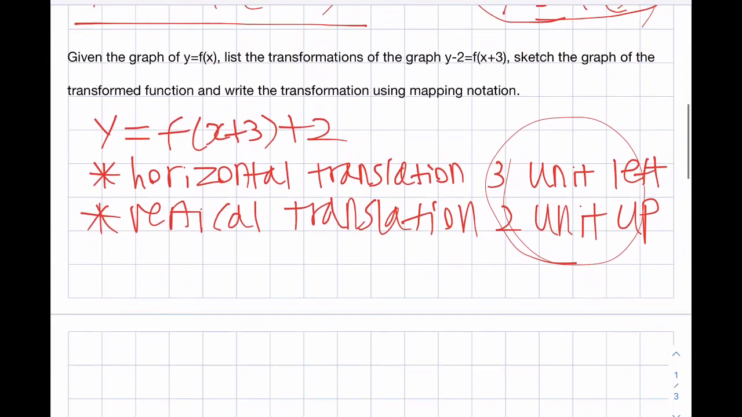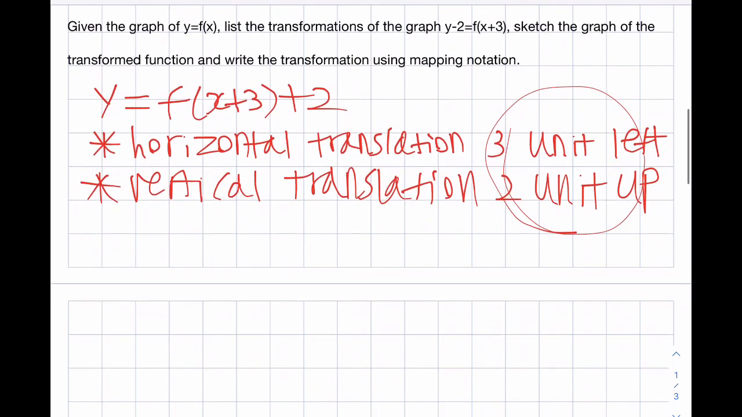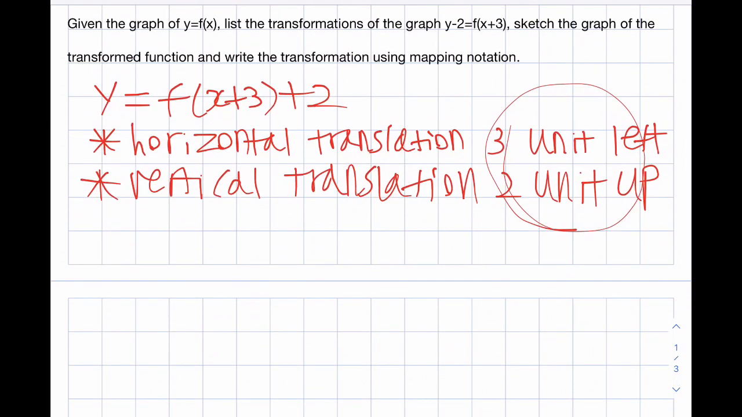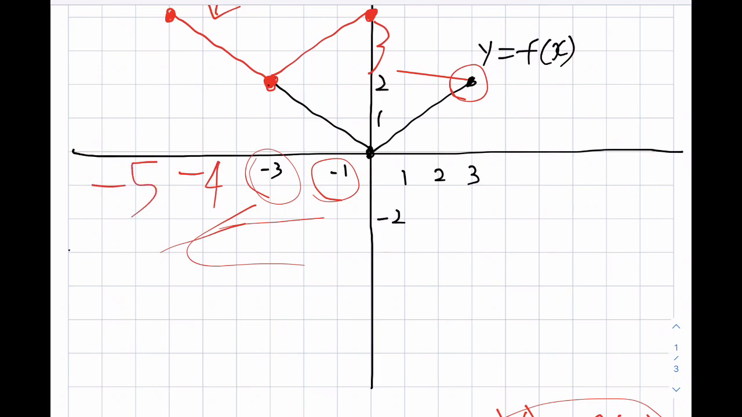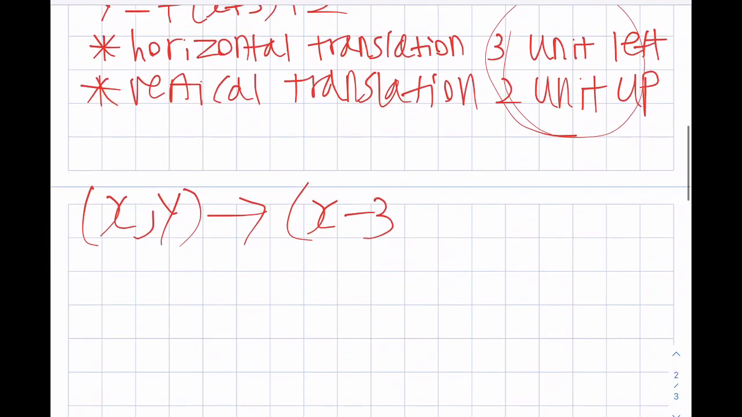Now let's move on to the last question, which is to write the transformation using mapping notation. All right, easy, guys. So we write this first, always. We write an arrow. Then we say, it went 3 units to the left, so it must mean x minus 3, because when we move to the left, it's being decreased. If you look at the graph, it's moving that way to the left. So these numbers keep getting smaller and smaller. So that will be x minus 3.